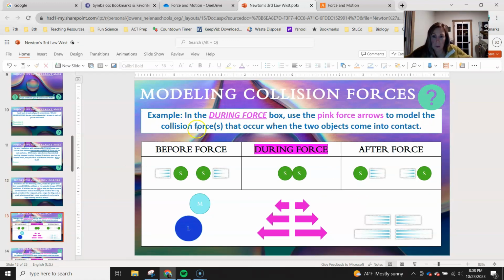Okay, so in the during force box, use the pink arrows. So I'm going to see this color coordination right here and say, all right, I need to do the during force. Here's my pink here. I need to use the pink arrows to model the collision forces. Okay, so this is my first example.